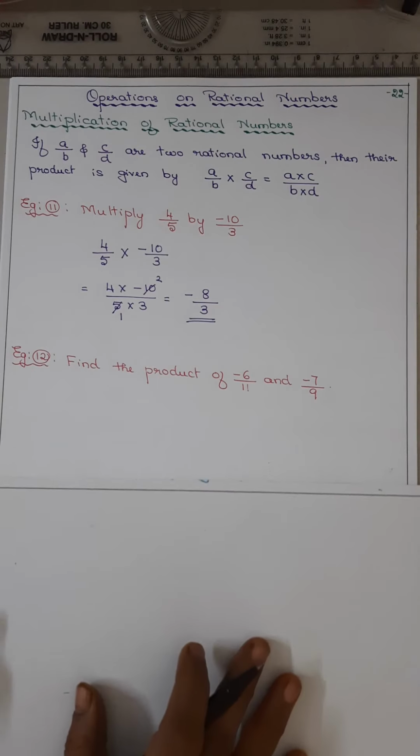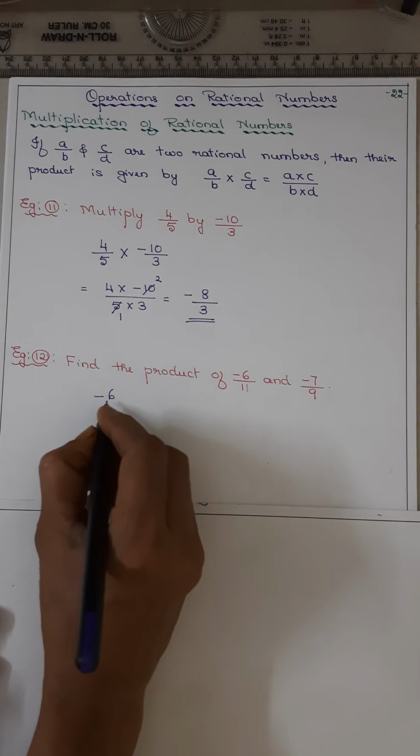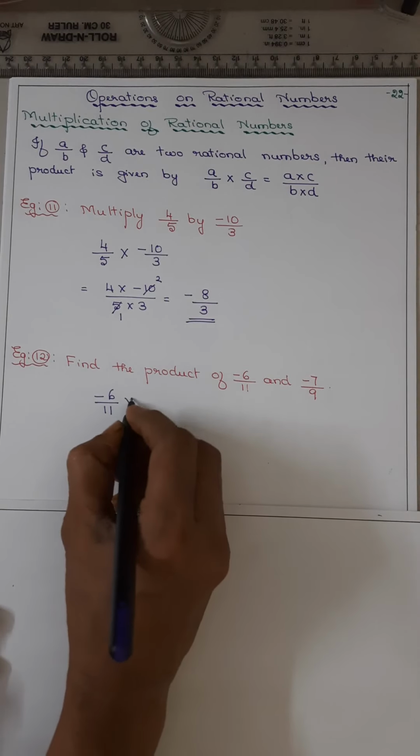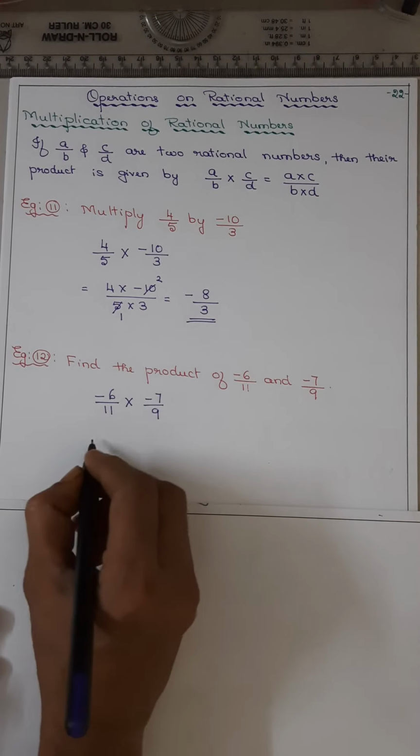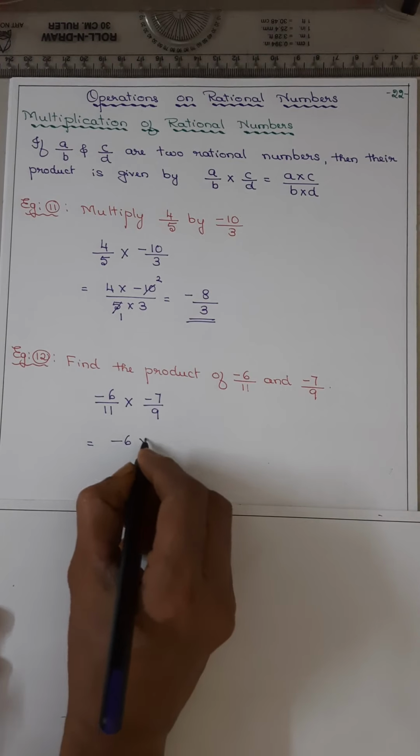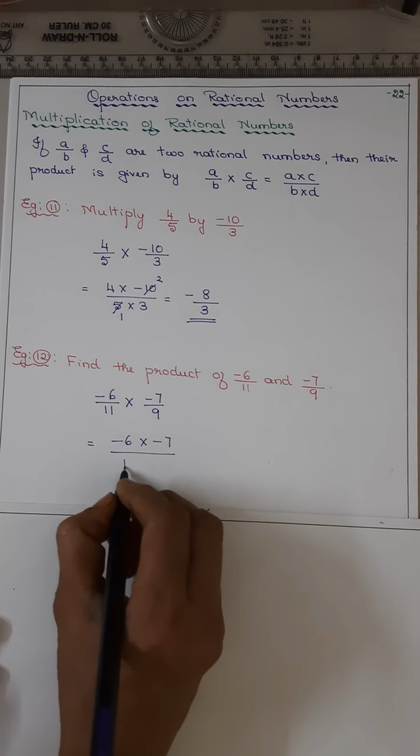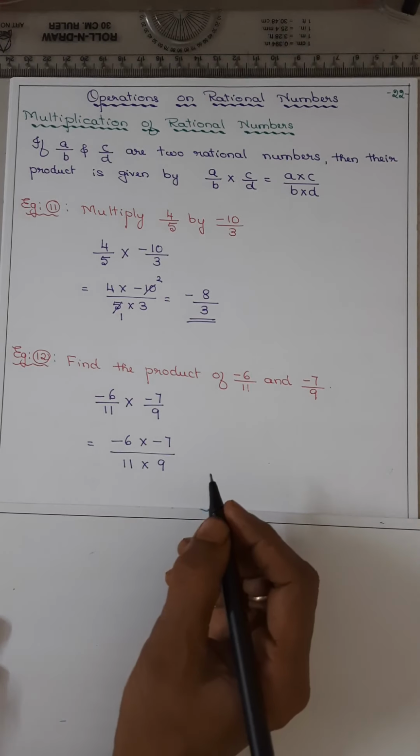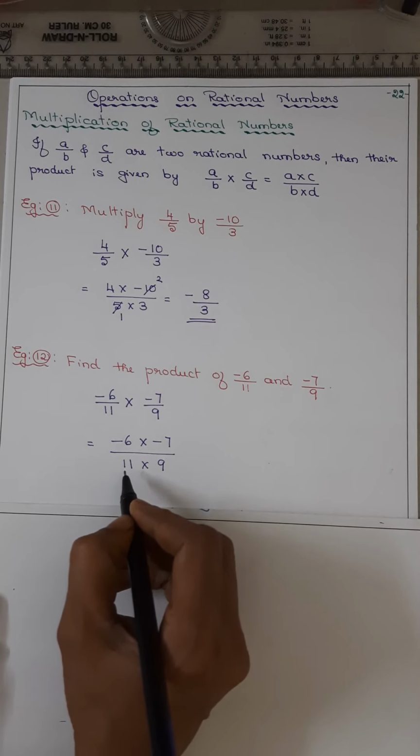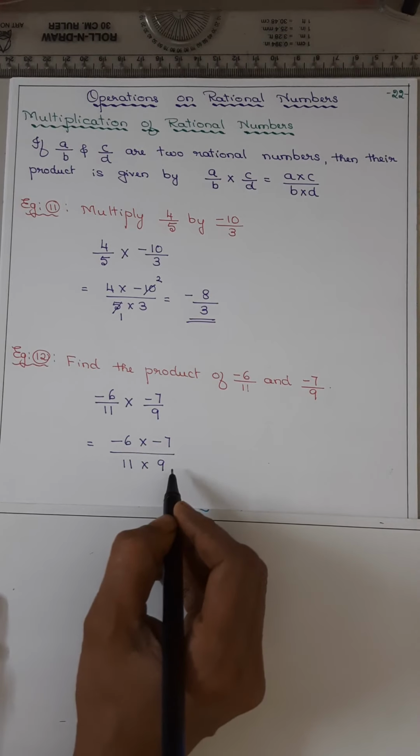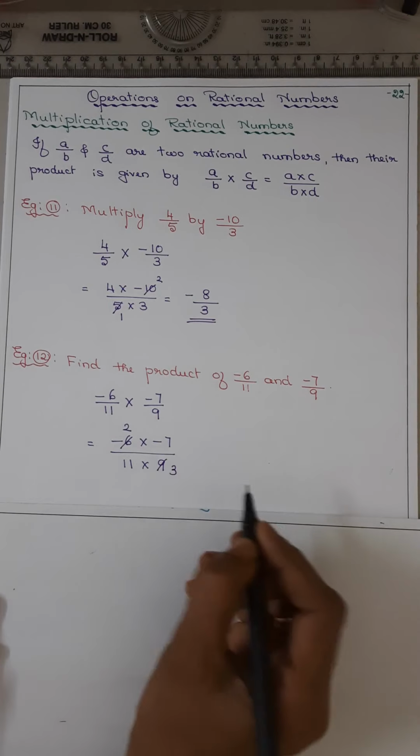Now coming to example 12, find the product of minus 6 by 11, product means multiplication, and minus 7 by 9. So minus 6 into minus 7, multiply the numerators. Now 11 into 9, multiply the denominators. Now 6 and 11, not possible. 6 and 9 is possible. 3 twos are 6, 3 threes are 9.